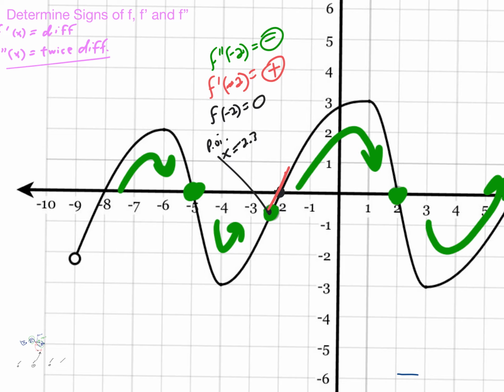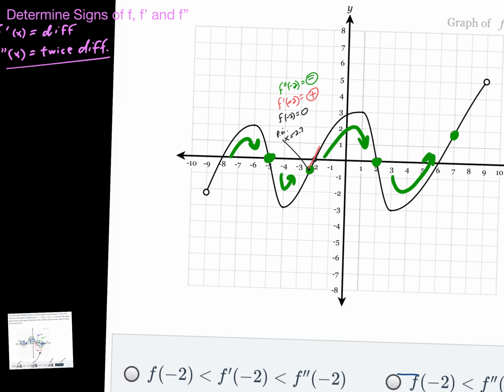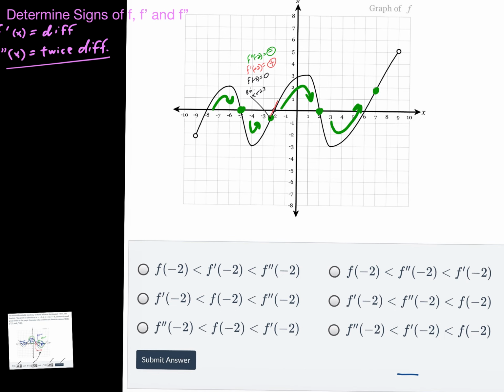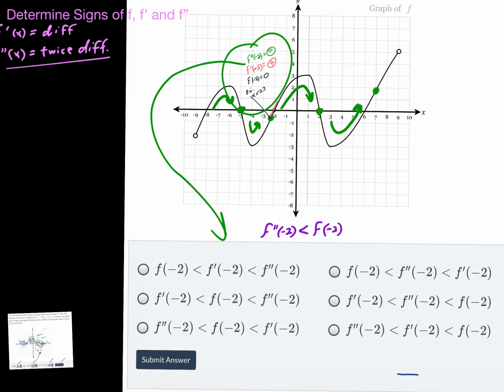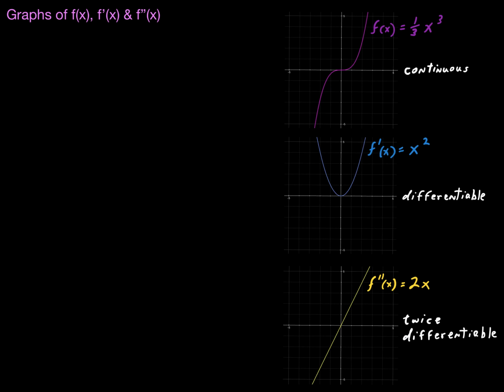So now we can take this information right there and figure out what the answer is. Well, we said that f double prime of -2 was negative, which means that's less than 0, and f of -2 was 0. And 0 is less than positive, which means f of -2 is less than f prime of -2, which is our answer. It appears to be this one right here. Okay, submit.